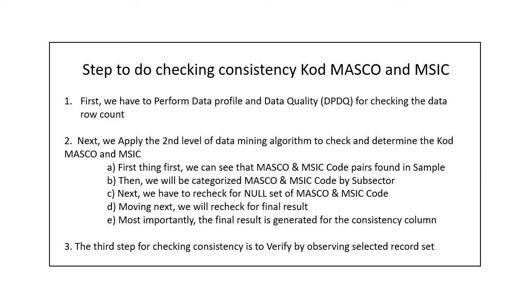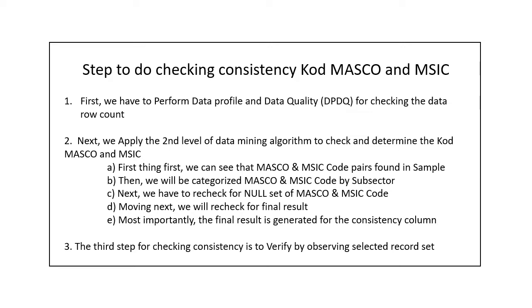Next, we will do the steps for checking consistency, code mascot, and MSIC. First, we have to perform data profile and data quality, DPDQ, for checking the data row count. Next, we apply the second level of data mining algorithm to check and determine the code mascot and MSIC. First thing first, we can see the mascot and MSIC code pairs found in the sample. Then, we will categorize the mascot and MSIC code by subsector.